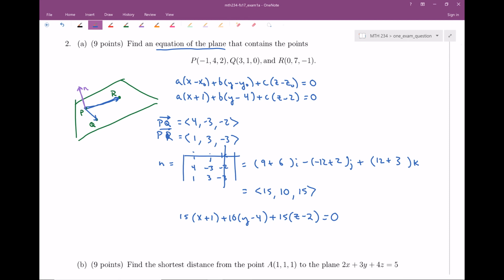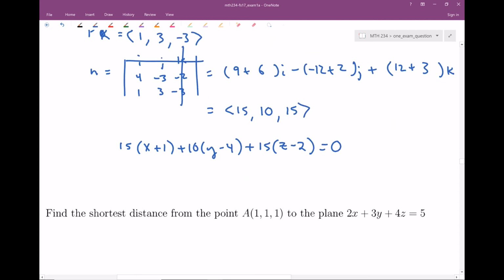For instance, if I went ahead and divided through by 5 on both sides, 0 divided by 5 is still 0. On the right-hand side, if I divide this first term by 5, I'm going to get 3 times (x plus 1). 10 divided by 5 would be 2 times (y minus 4). And 15 divided by 5 is going to be 3 times (z minus 2). So here's a different equivalent answer to the one that we had before. There are indeed lots of correct answers to this. Here's a couple of them. Either one of these would yield 100% for this problem. All right, that's part A.